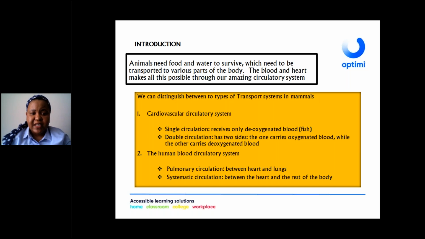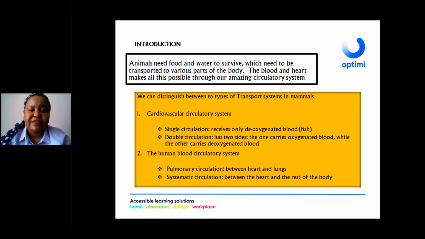Okay, so we can distinguish between two types of transport system in mammals. So we have the cardiovascular circulatory system, and then we have the human blood circulatory system. The cardiovascular circulatory system can also be divided into two parts. We have a single circulation, which means that the animal receives only deoxygenated blood. One animal in particular that has a single circulation is a fish.